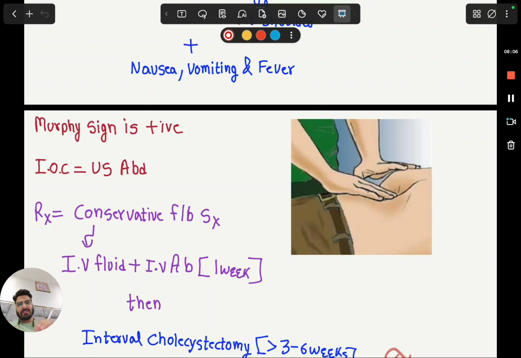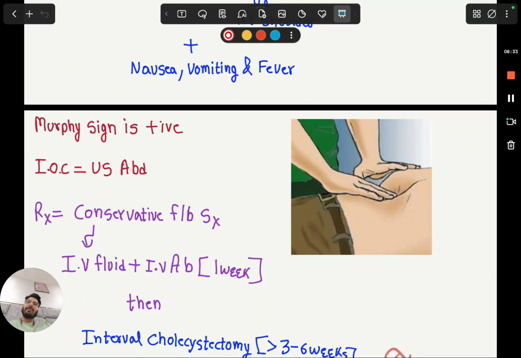If the doctor touches it, the patient will start to feel pain, so Murphy sign will be positive. Murphy sign is positive in acute cholecystitis. Remember, this is a case of acute calculous cholecystitis. There can be different types of cholecystitis, but this is calculous, meaning stone. Due to the stone, there is cholecystitis, so Murphy sign will be positive.